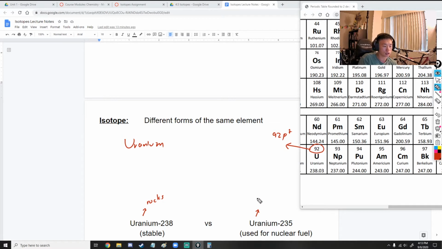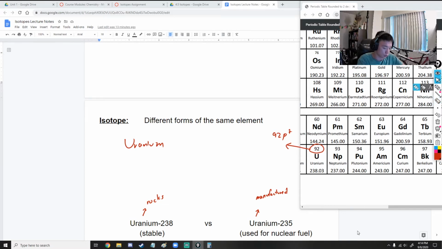You can't really find this in nature. Most of it is manufactured. So people have to take uranium and turn it into uranium-235. Now, if you notice, the functions are very different. Uranium-238 is very stable. It doesn't really do much. But uranium-235, what is it used for? It's used for nuclear fuel. So you can tell just by looking at these two examples that even though they're the same element, they're both uranium, they do very, very different things.